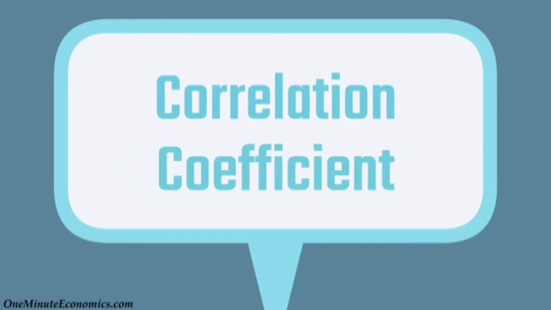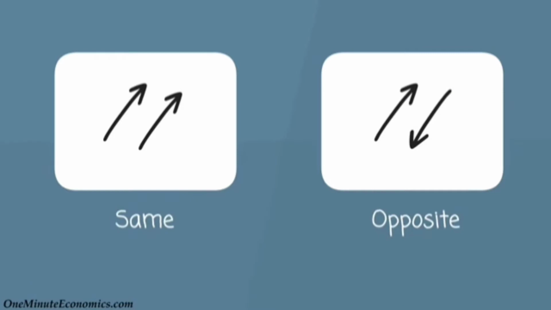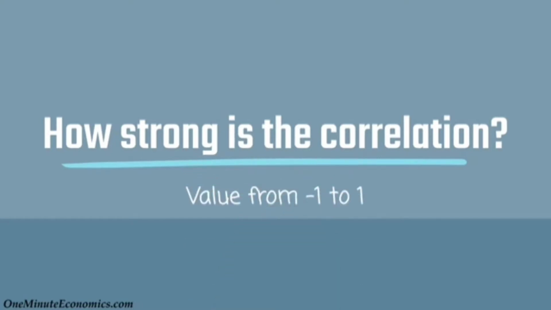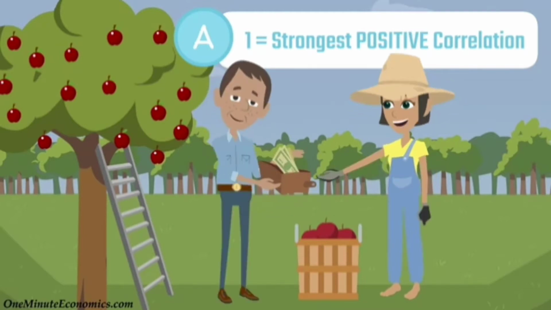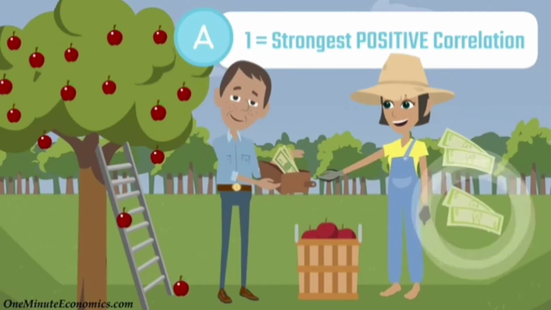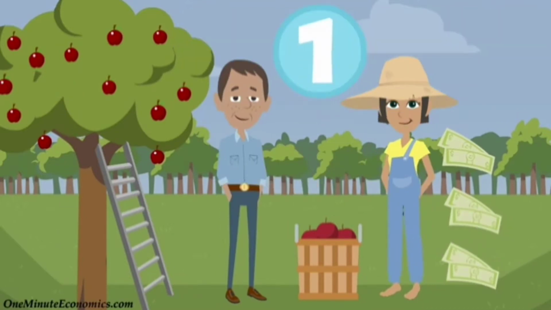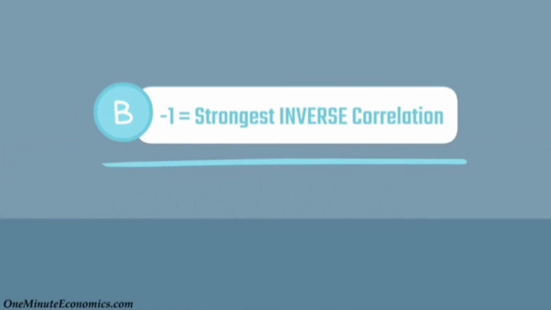The correlation coefficient doesn't just tell us whether the two variables move in the same or opposite direction. It also indicates how strong the relationship is, and its value ranges from -1 to +1. A. 1 indicates the perfect or strongest positive correlation. If I pay you $20 for every apple you pick, the correlation coefficient between the number of apples you pick and your apple picking earnings for that day would be 1.